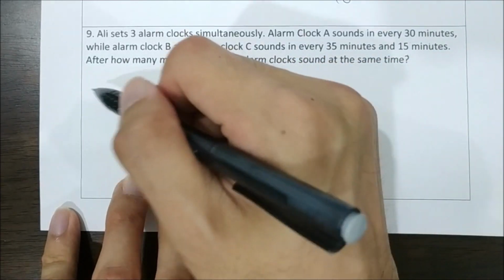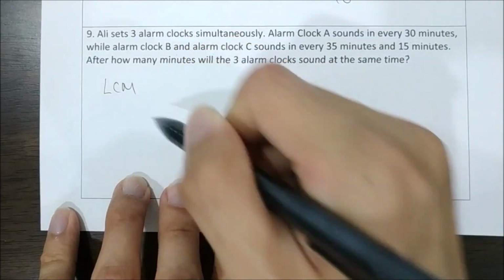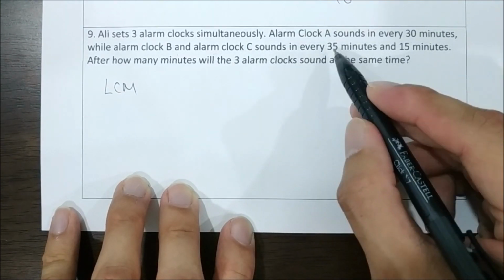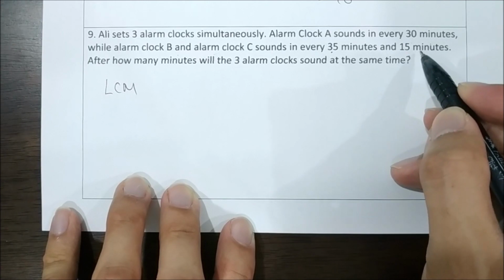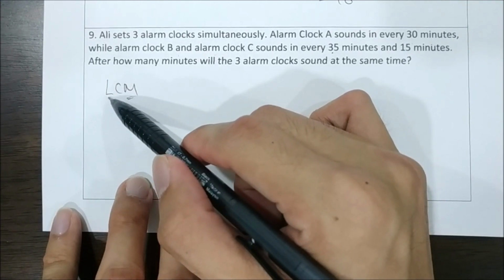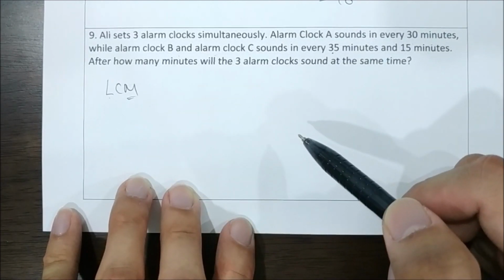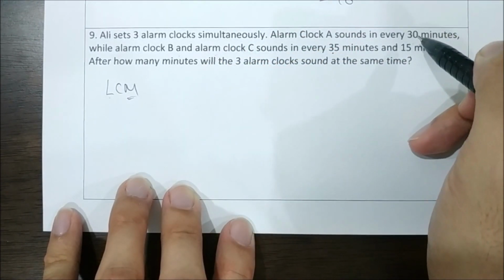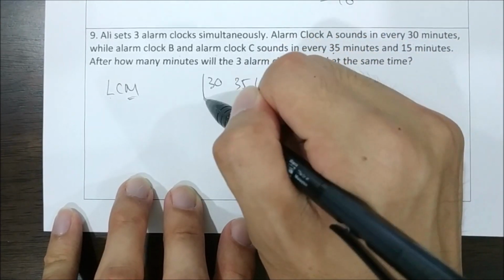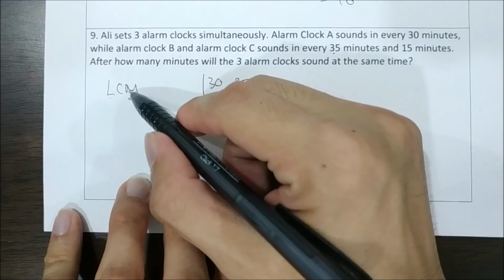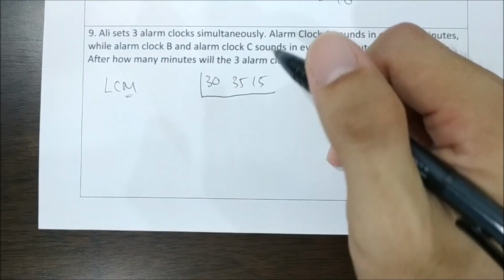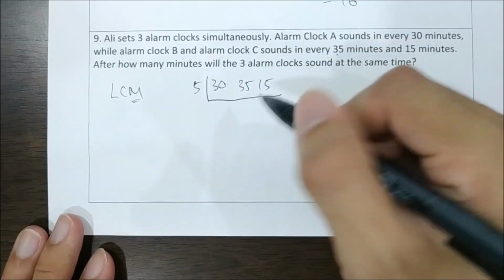So to solve this, we use lowest common multiples. Since it's every 30 minutes, every 35, every 15, you are actually looking for the multiples. We want to find the lowest common multiple. So we start off with 30, 35, 15. For lowest common multiple, you just divide all until you get 1. The easiest one to start off with would be 5 here.